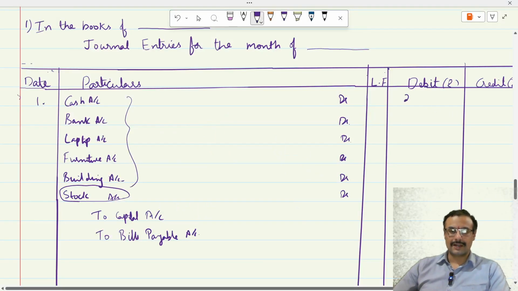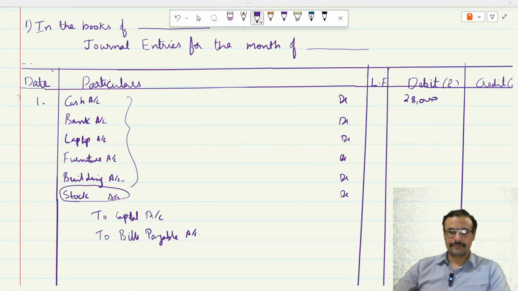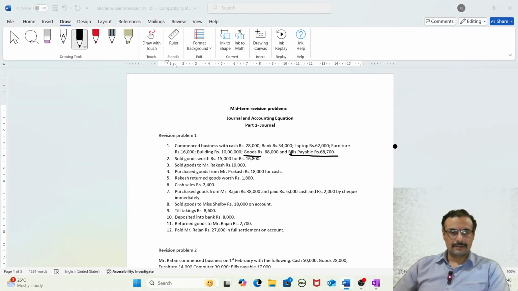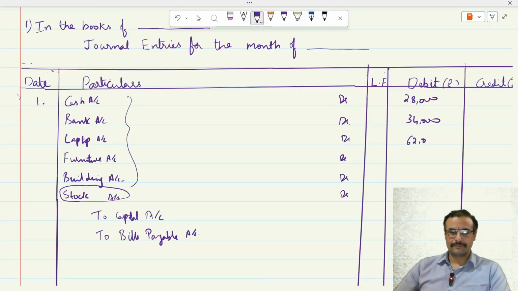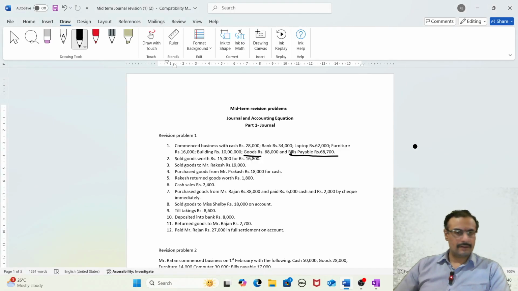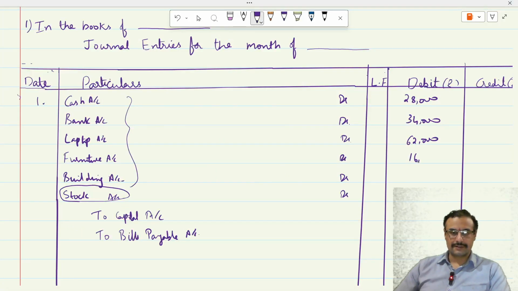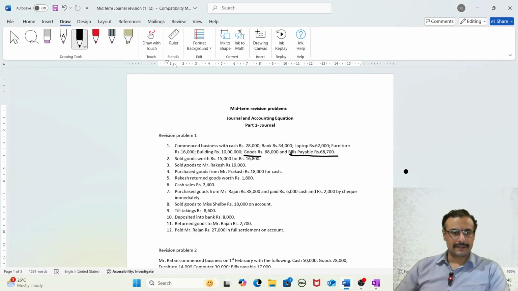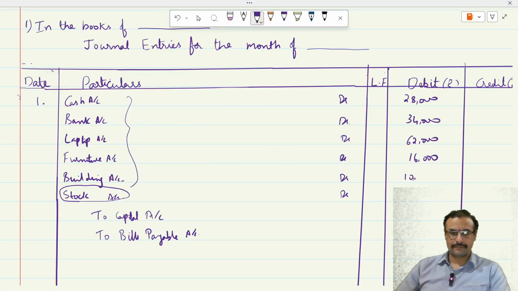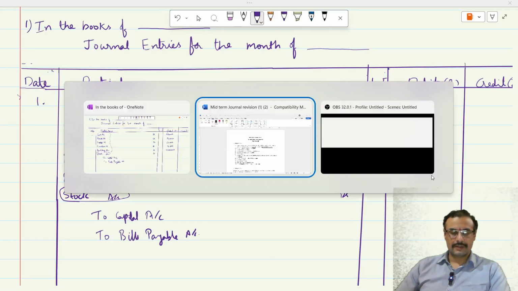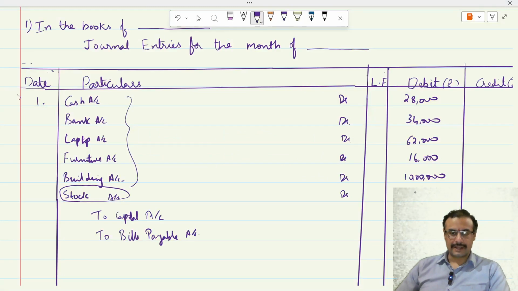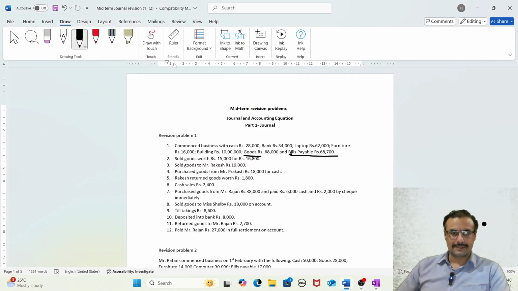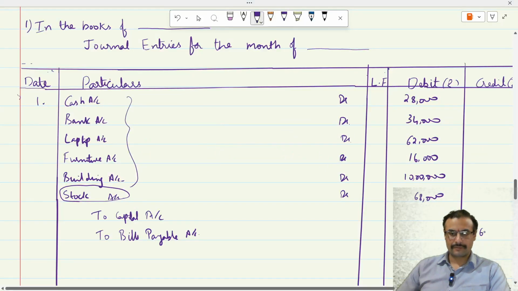So the amounts are 28,000, then 34,000, then 62,000, then 16,000, then I think 10 lakhs, then 68,000. Now bills payable is 68,700.